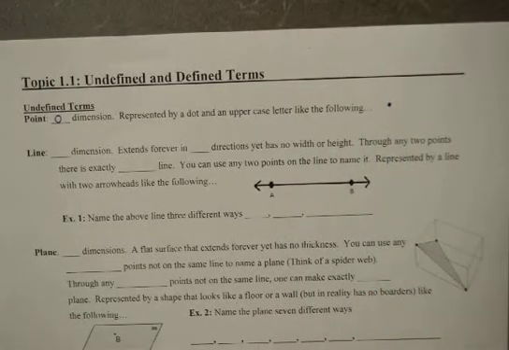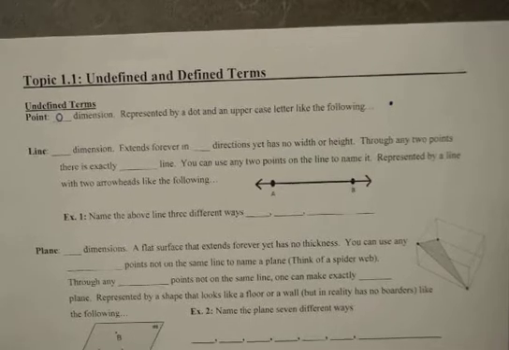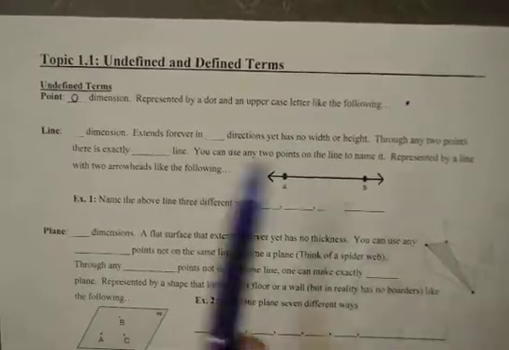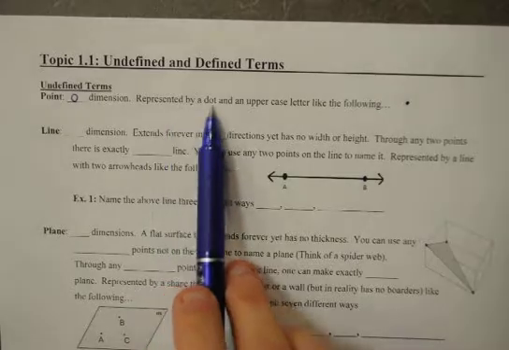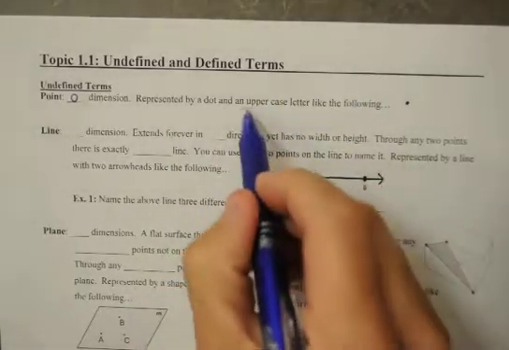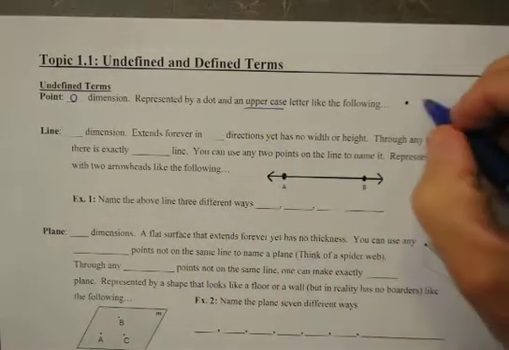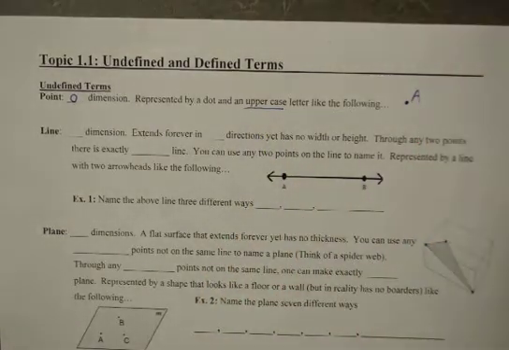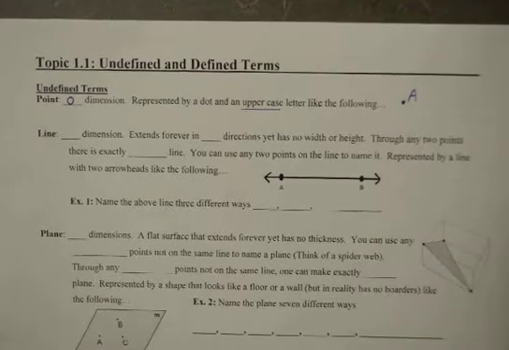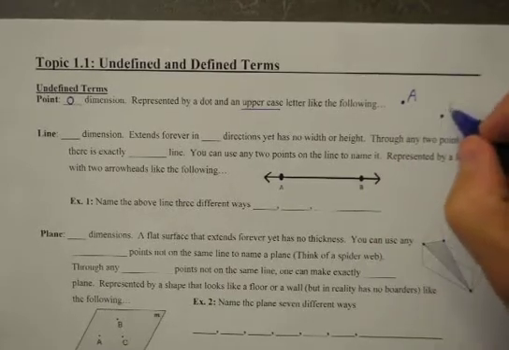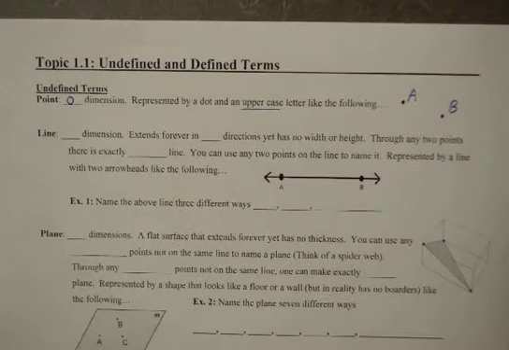A point doesn't actually exist. It only exists in our mind. So wow, welcome to geometry. It's represented by a dot and an uppercase letter. The uppercase and lowercase letters actually mean something, so you got to be careful. And so we'll put a point, and we'll put an A next to it. So this is now point A, and this is point B.